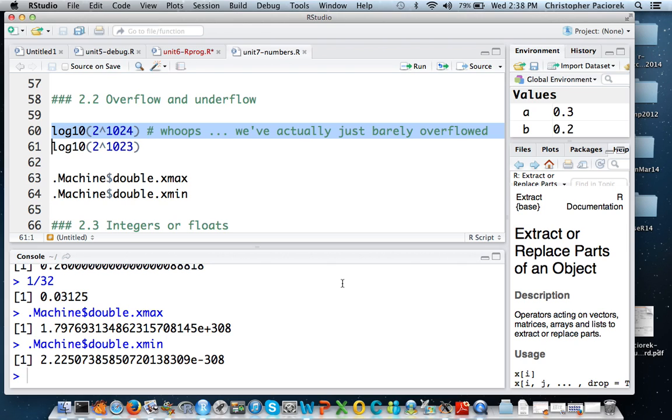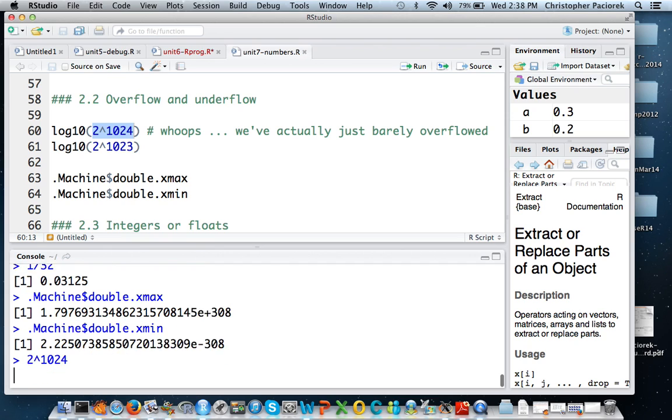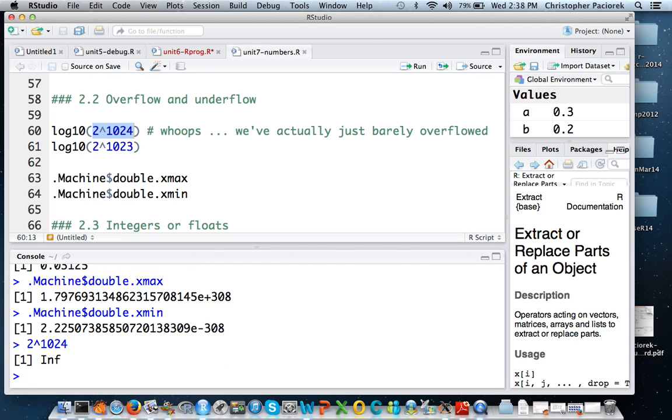Okay, so I'm going to show you that we can't represent a number that's any bigger than this. I just said that this is the biggest number we can represent. I want to see what it is in terms of log base 10, but let me just try and calculate it first. So this number is returned back to us as infinity. So we've already overflowed here. This is a little bit bigger than the biggest number that we can represent, it turns out.